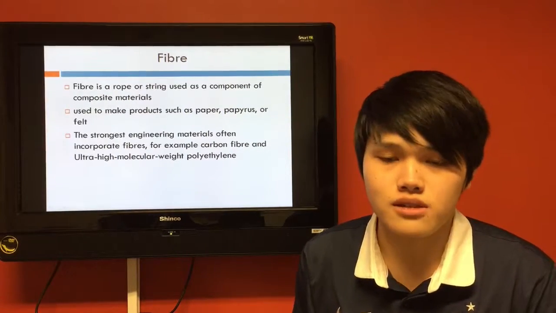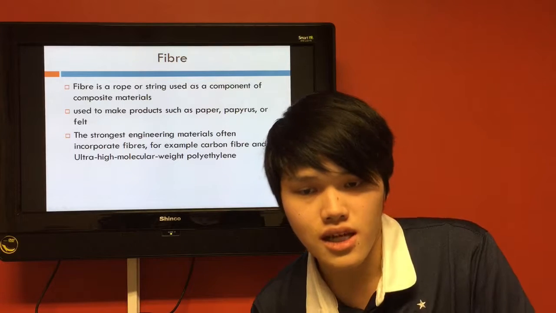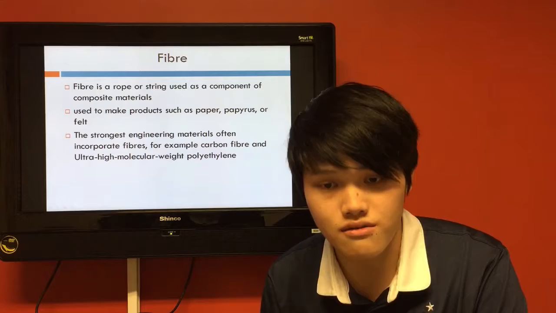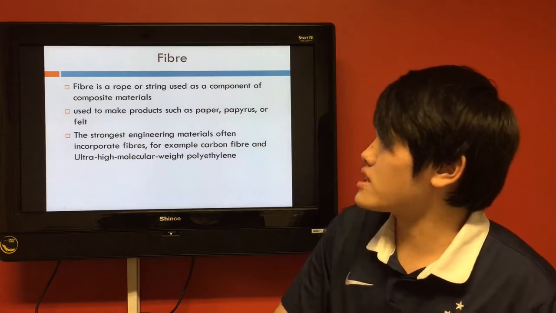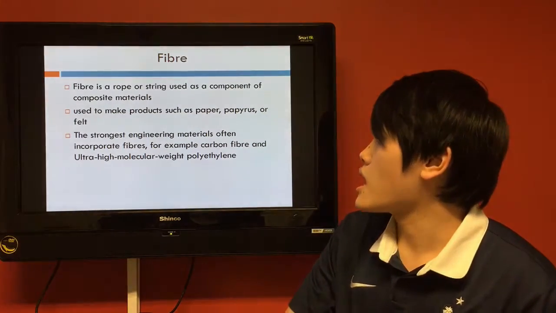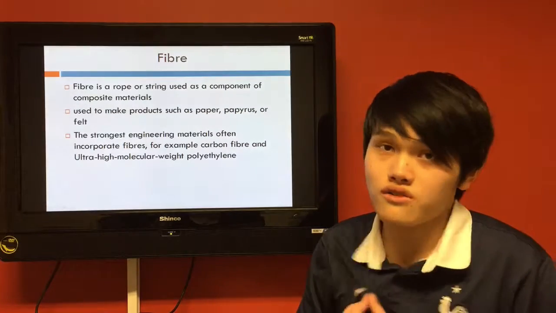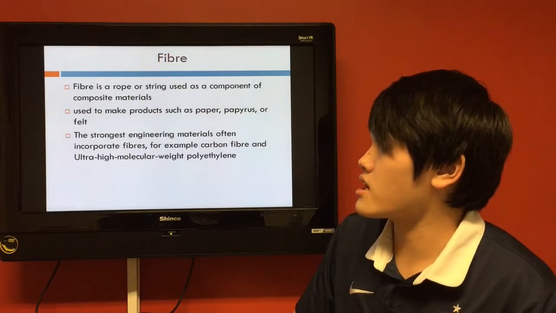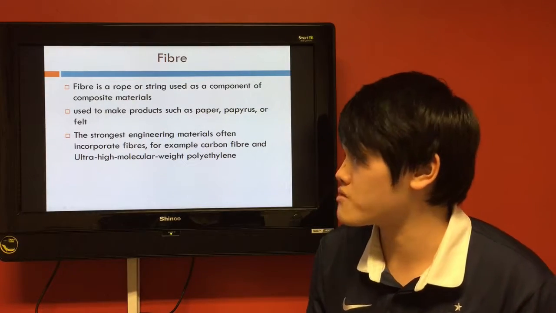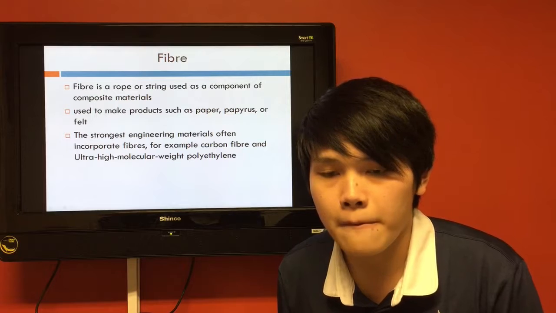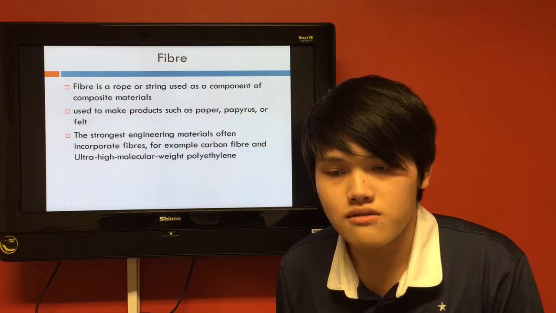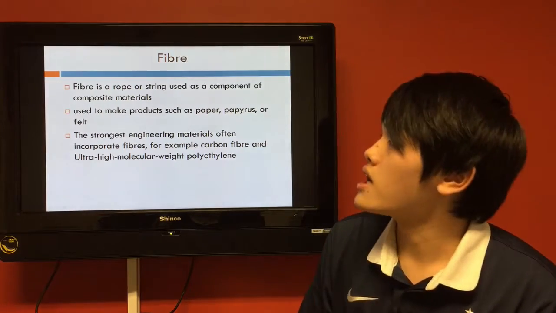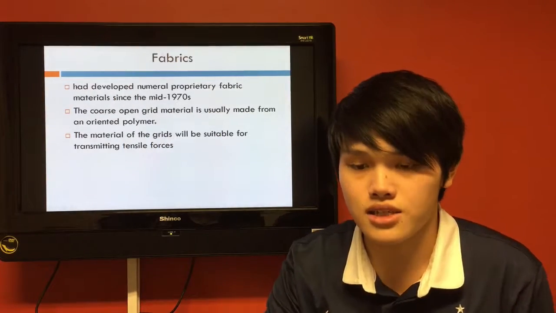Then I will talk about fiber. Fiber is from a French word, and a fiber is a rope or a string used as a component of composite materials, and it is used to make products like paper, papyrus, felt, or clothing, and some other materials. The strongest engineering materials often incorporate fiber, for example, carbon fiber and ultra high molecular weight polyethylene, and two other examples I will talk about in this part.